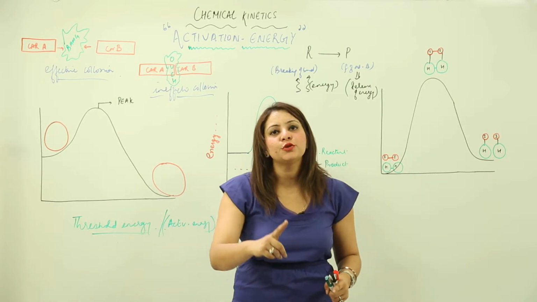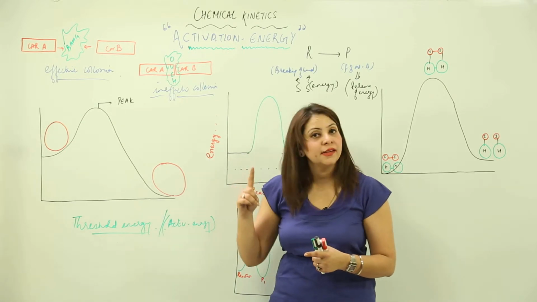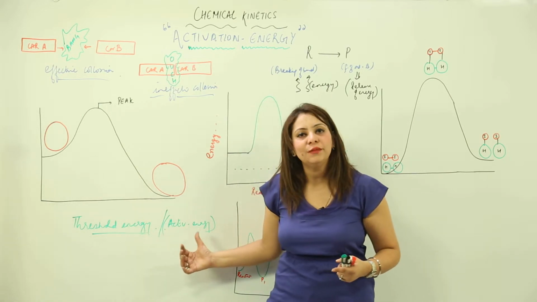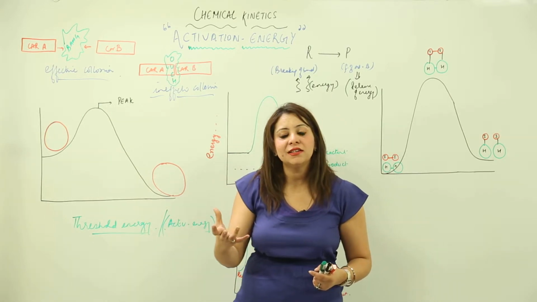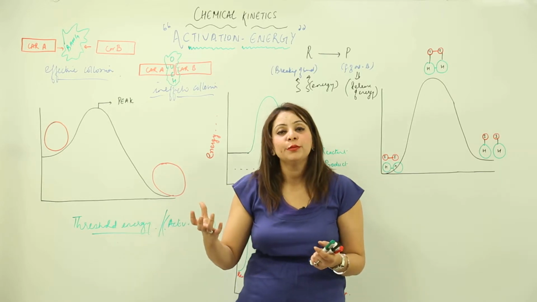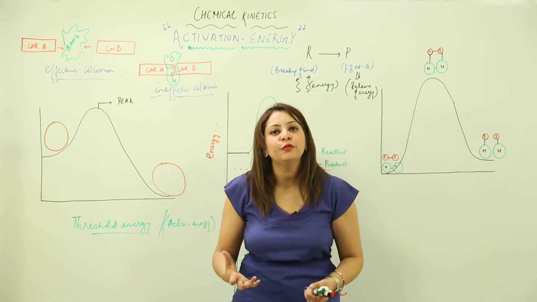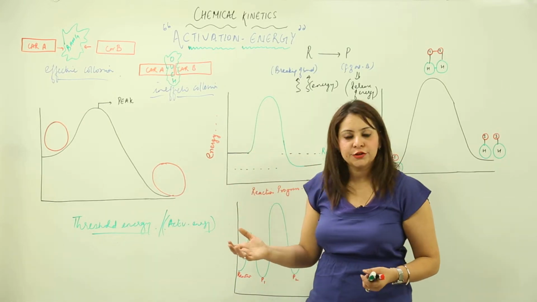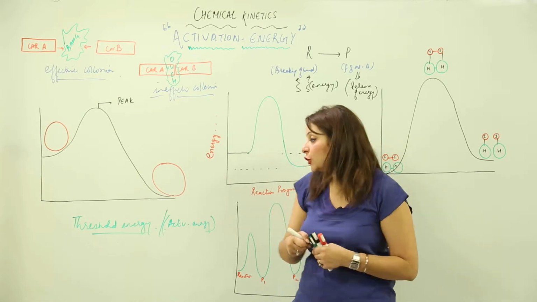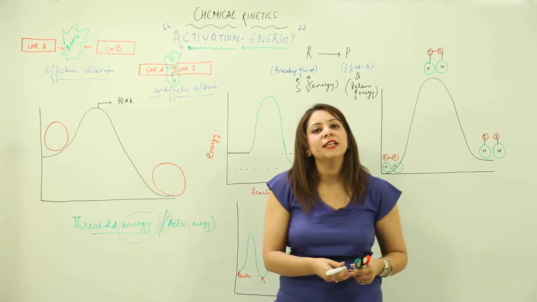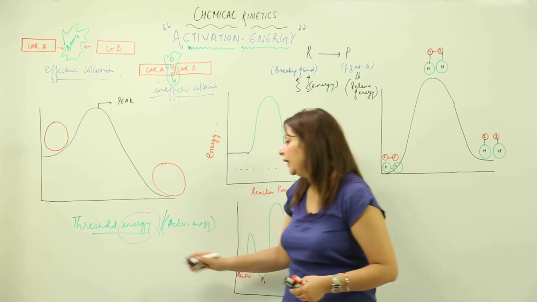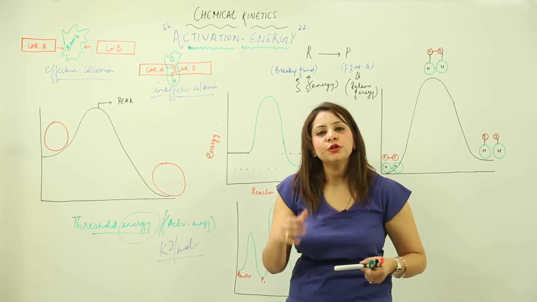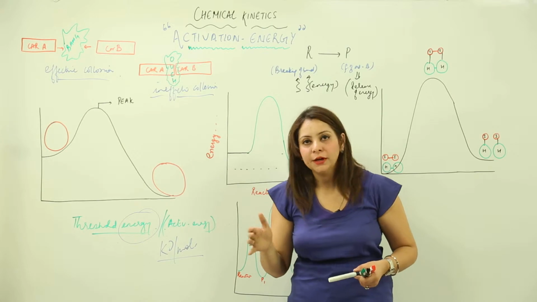And that minimum energy which should be possessed by the reactants to cause effective collision is called threshold energy or activation energy, because it is simply activating the reactants so that they break their initial bonds or lead to the formation of new bonds, or you can say they make the reaction happen, right. So this is the threshold energy. Now when we talk about the units, as it is an energy, obviously the unit is going to be in terms of energy, so it is kilojoules per mole. So threshold energy is measured in kilojoules per mole.